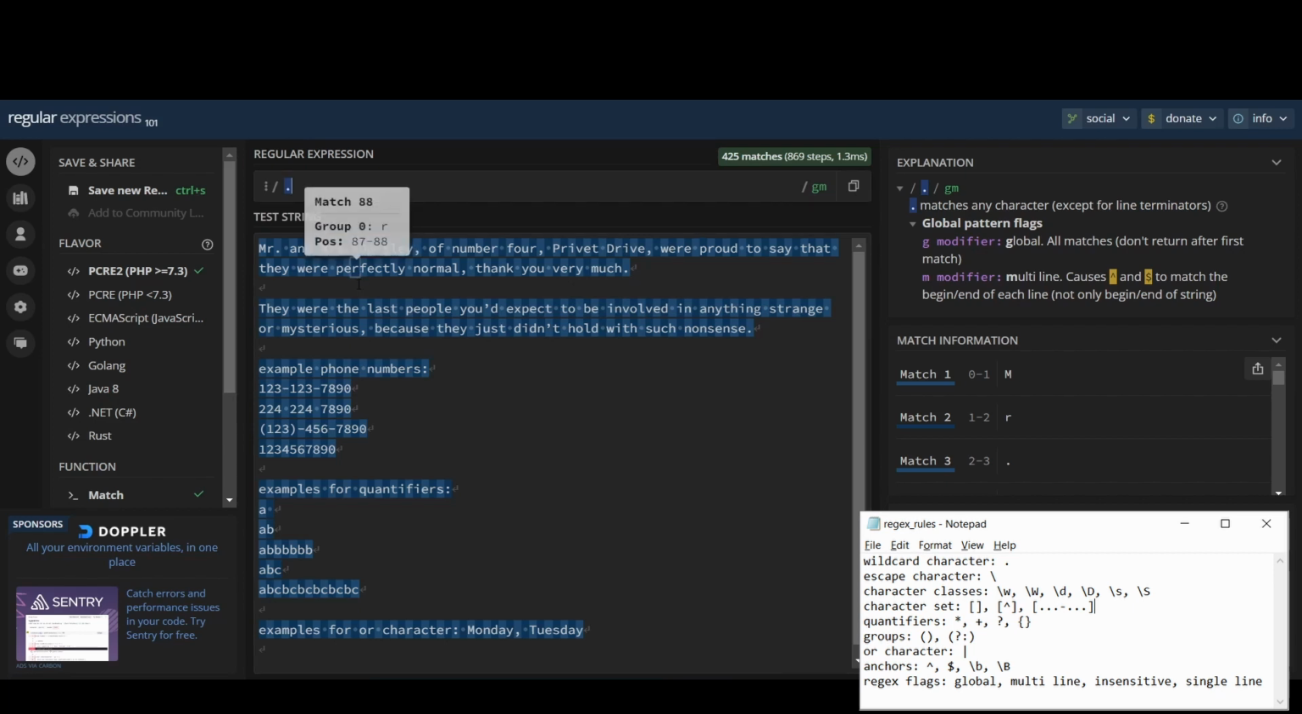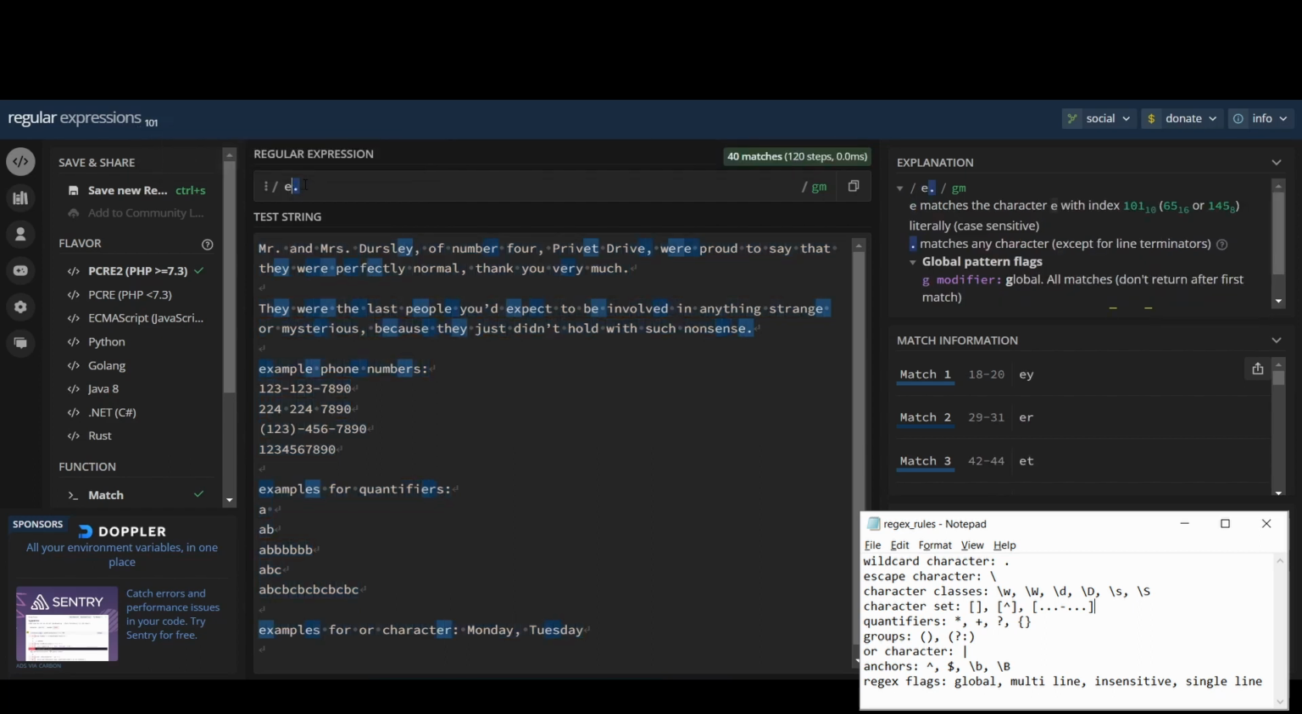So this wildcard character is very useful. For example, if we want to match for any two letters, with first letter being E and then the second letter being anything else, then we can use this E dot as our regular expressions. We will find matches for EY, ER, ET. There's even an E comma, E white space, E period, etc.